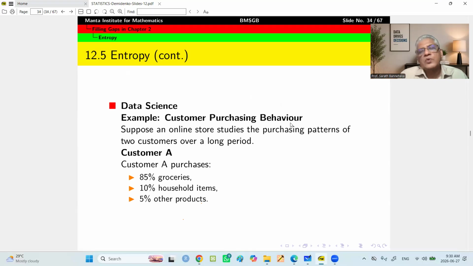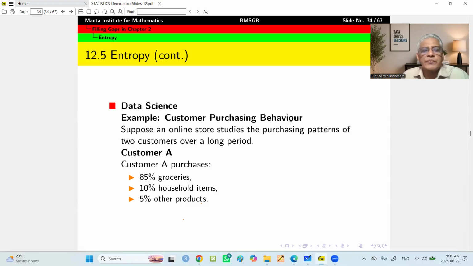Okay. Let's look at a possible example in data science: customer purchasing behavior. Let's consider again two customers. Suppose an online store studies the purchasing patterns of two customers over a long period. This person's data are available for a long period because nowadays the telephone number and everything is recorded. Usually they have a loyalty program, and therefore they record those things. Therefore, it's easy to follow the pattern.